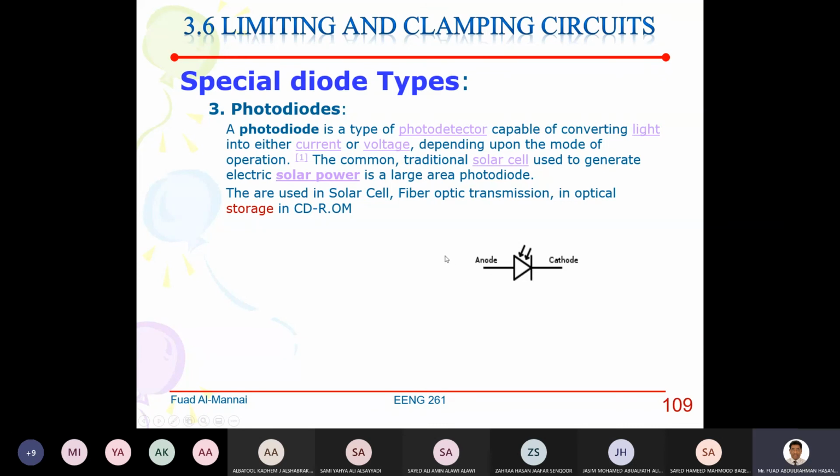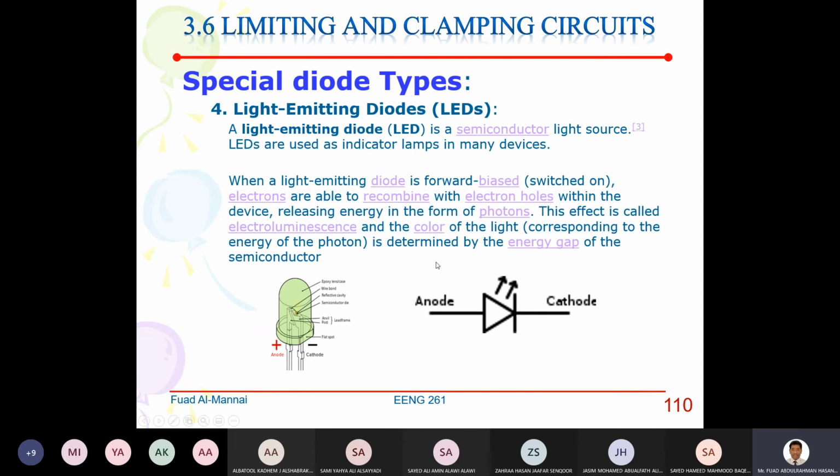Another type, which we're familiar with, is called the light emitting diode, or LED. A light emitting diode is a semiconductor light source. LEDs are used as indicators in many devices. As you can see, almost all devices, for instrumentation for example, use LEDs now.